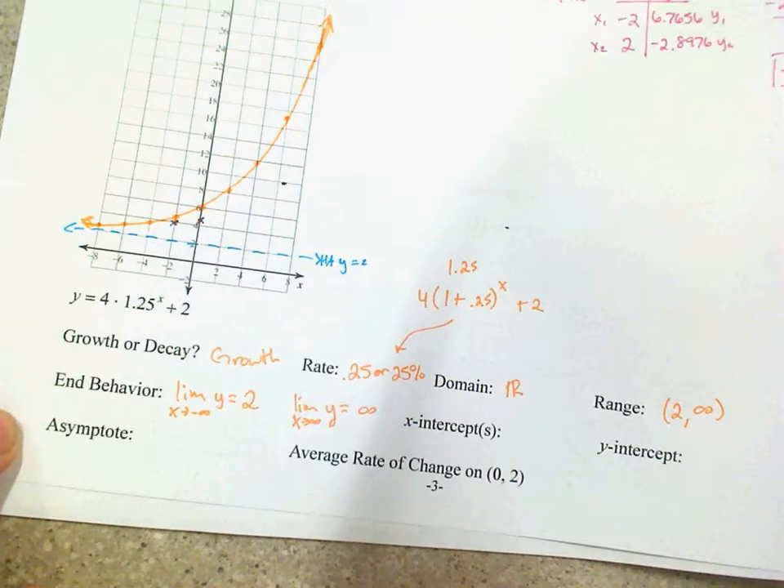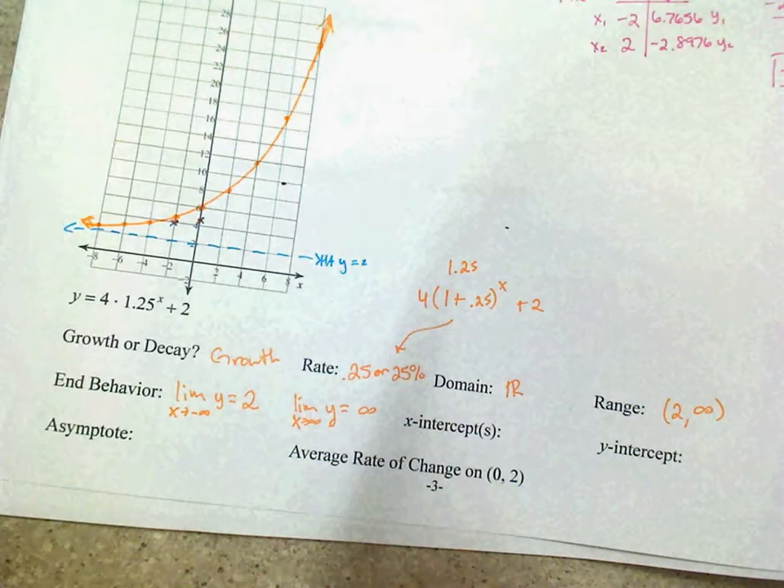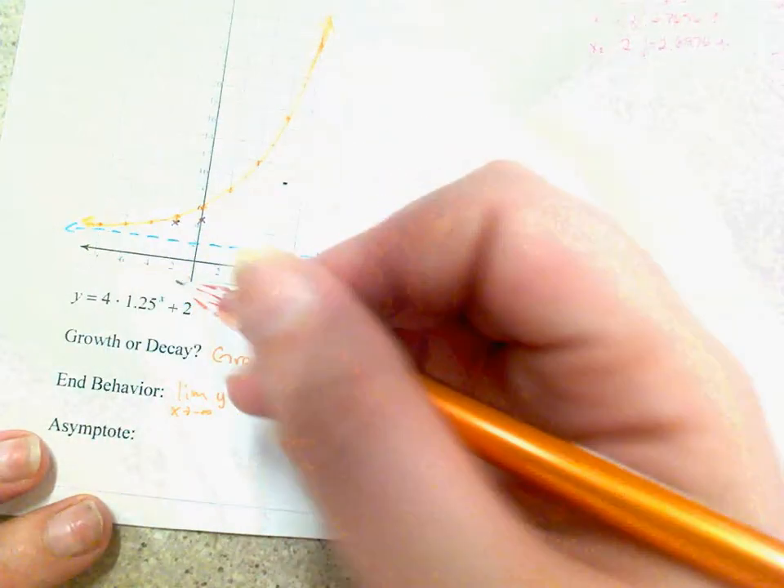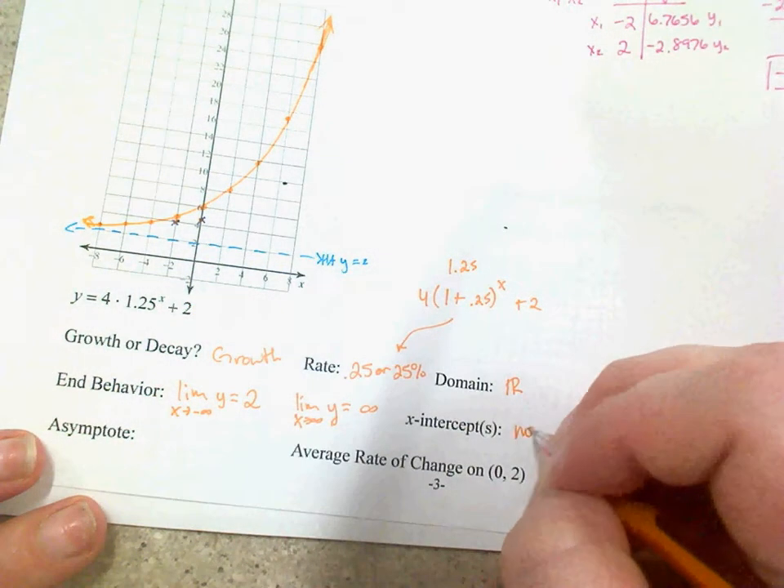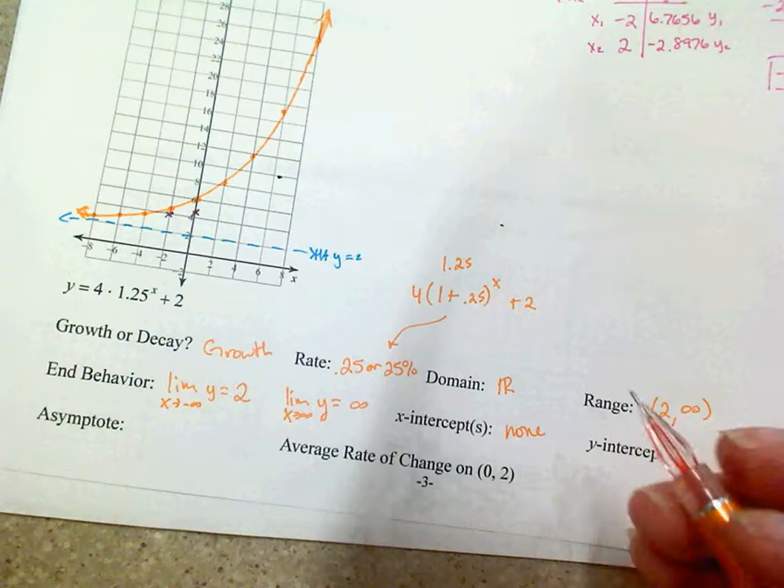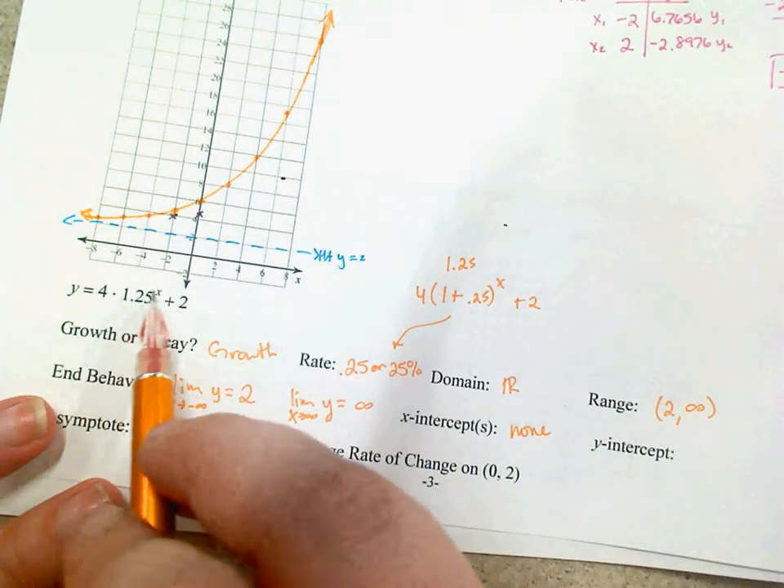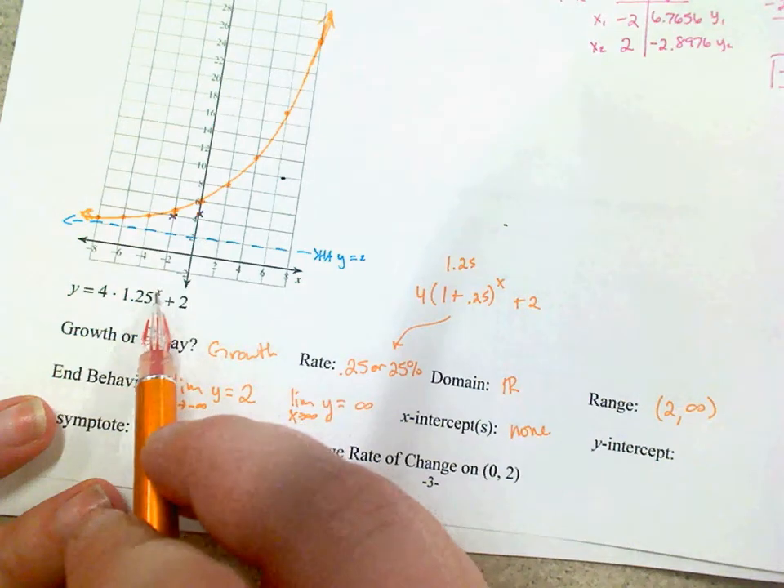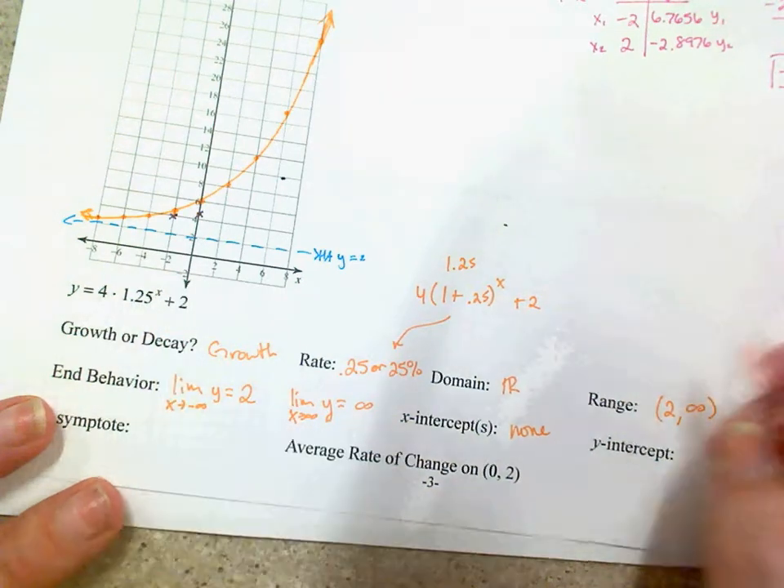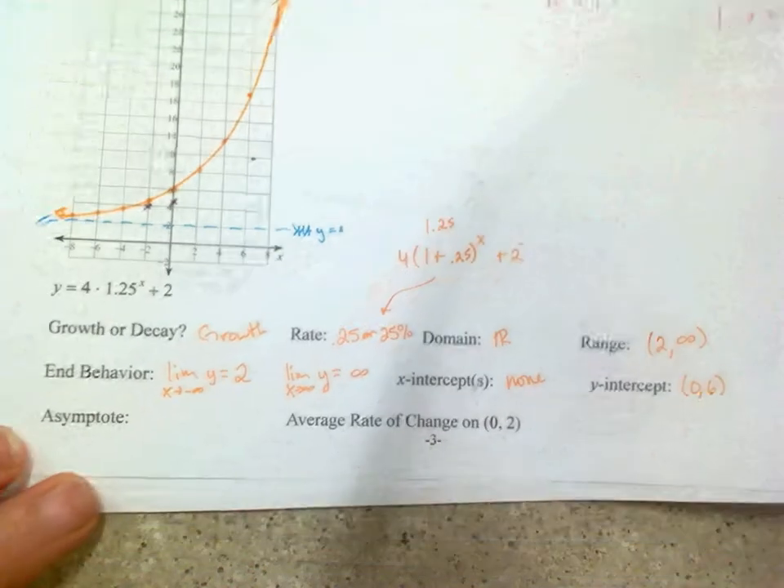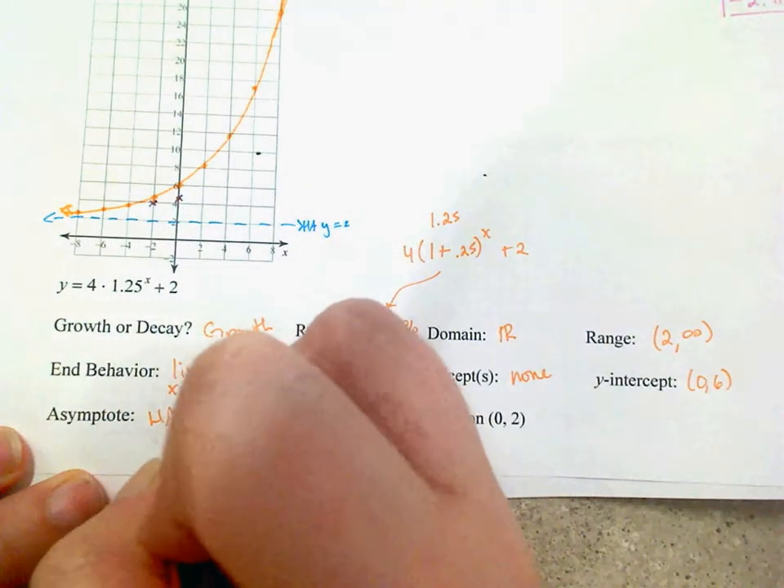Alright, x-intercept. The x-intercept is where it crosses the x-axis, and it never does. It never crosses this horizontal asymptote. So we'll say none. Y-intercept: it crosses the y-axis at 6, which is 4 times 1 plus 2, because 1.25 to the 0, when x is 0, is 1. The asymptote we already said. It's a horizontal asymptote at y equals 2.